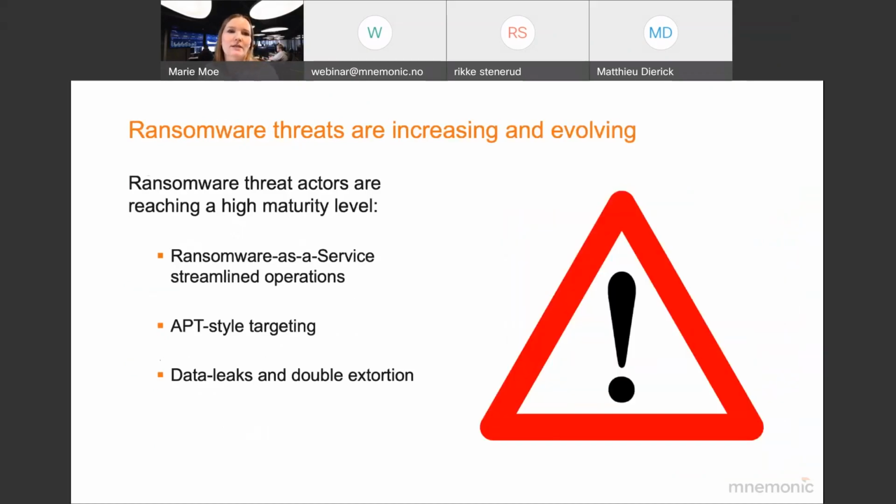I want to focus a little bit on ransomware, because we really see that the ransomware threats are increasing and evolving. And we see that the ransomware threat actors are actually reaching a really high maturity level at this time. We've seen them evolve over the years, and they now have incredibly streamlined operations, as you can see in the ransomware as a service platforms that have become increasingly popular, where the ransomware threat actors offer services to their affiliates, which use their tools, their platforms, to then infect their victims, and then they get a dedicated cut, a share of the profit that they are making.